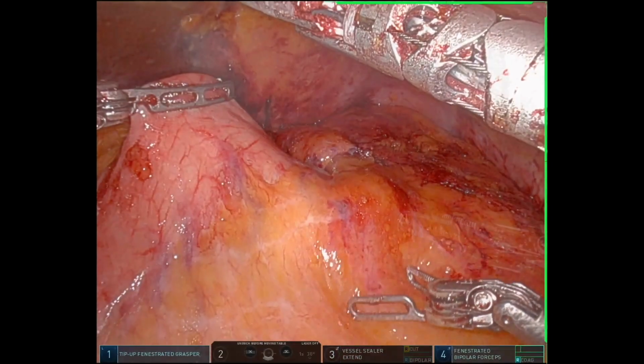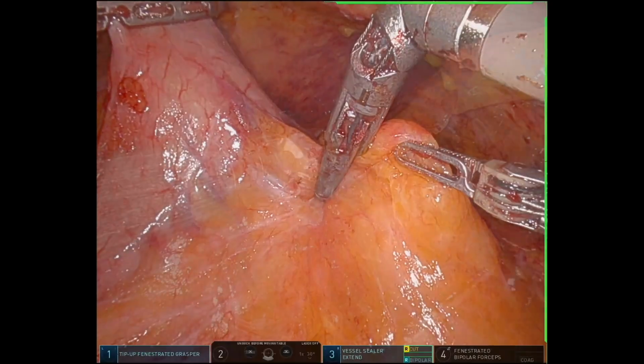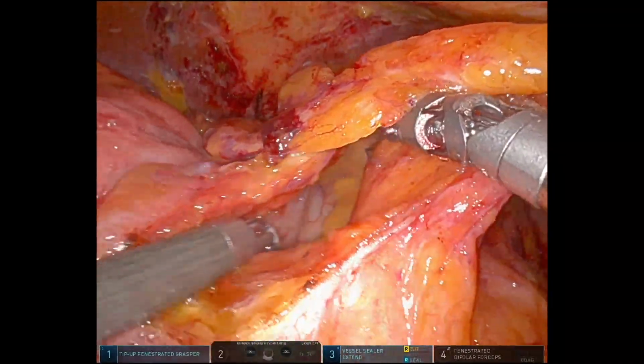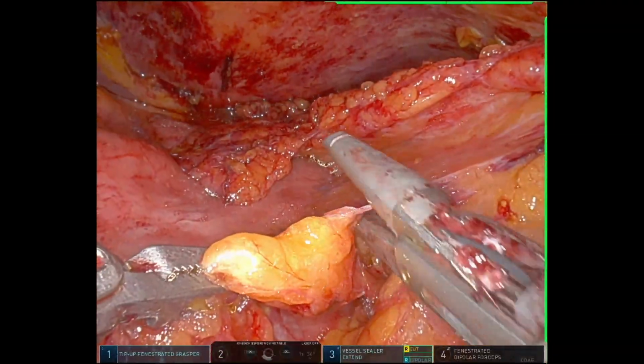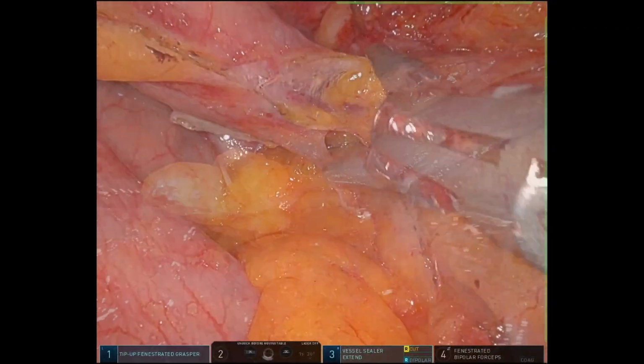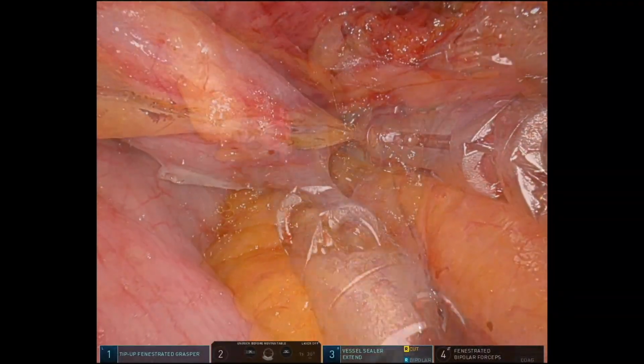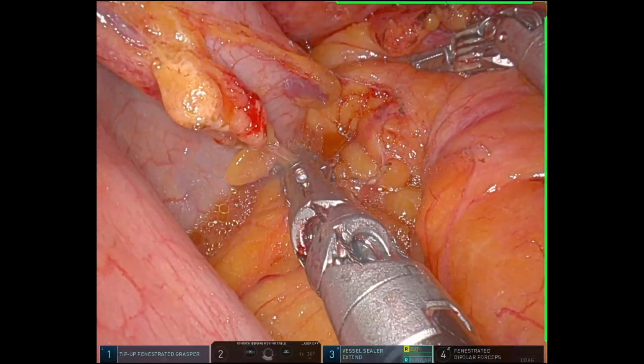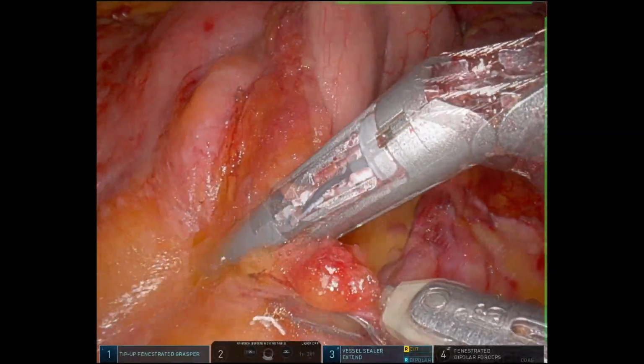We begin by dividing the gastrocolic ligament along the greater curvature to enter the lesser sac. The omentum was thickened and the short gastric vessels were taken with the vessel sealer up toward the left crus. This allowed full entry into the lesser sac and exposure of the posterior stomach.